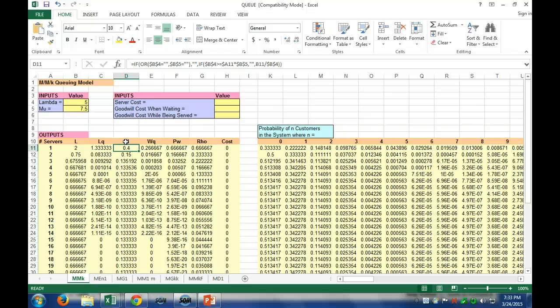But so how can we get that in terms of minutes? 0.4 hours times 60. So 60 times 0.4 gives me 24 minutes. And that's a better way to state that, right, than 0.4 hours. So 24 minutes is better.